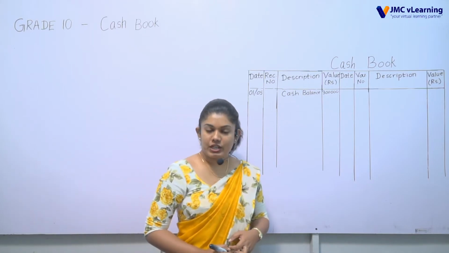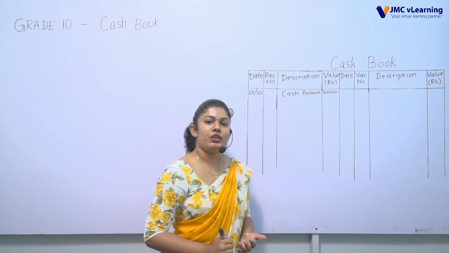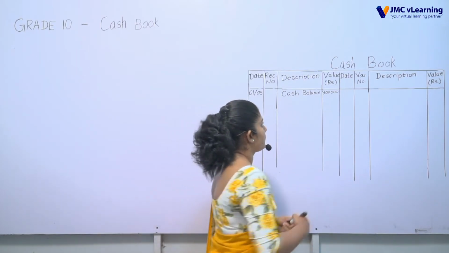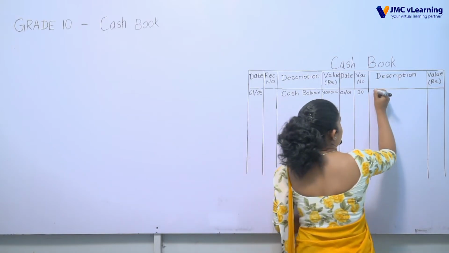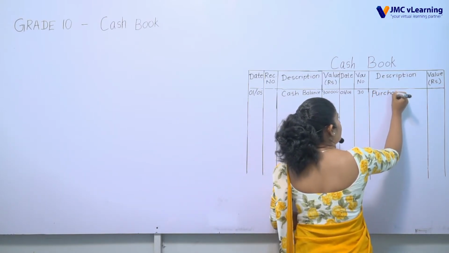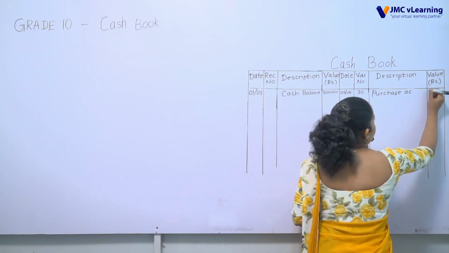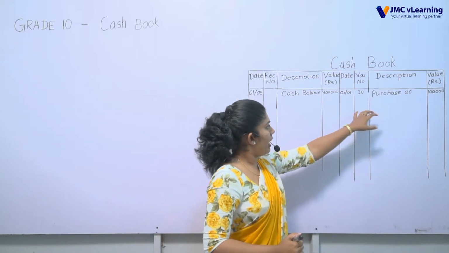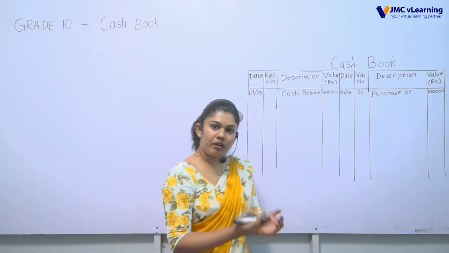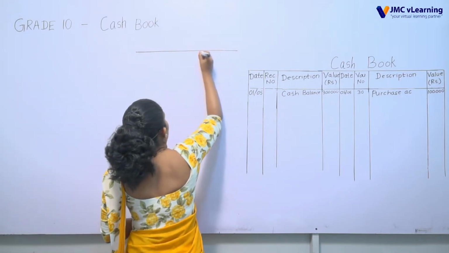Let's move on to the other transactions. 5th of May, purchasing goods 100,000, voucher number 30. 5th of May, they purchase goods. Voucher number 30, purchase goods means purchase account. Amount 100,000. Like that. Therefore, now you can see we have to open up a purchase account to record the opposite entry. Therefore, I'm opening up a purchase account.